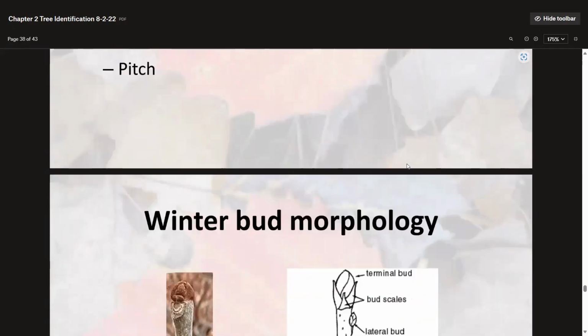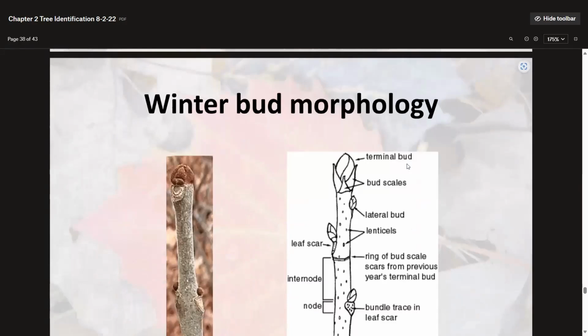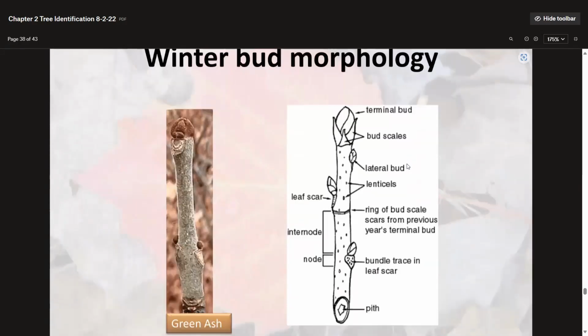So let's look a little bit at that winter bud morphology. Okay. On a green ash tree, this is kind of what it looks like. And they always remind me of those little hunter's hats, with the little brim that folds and the ear flaps tied up. That's what these things look like. It's an Elmer Fudd. That's what it is. It's an Elmer Fudd bud on the green ash.